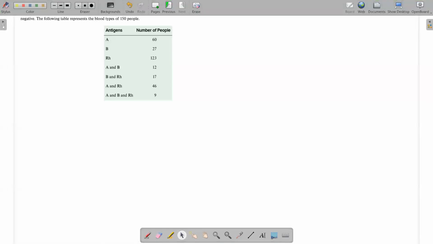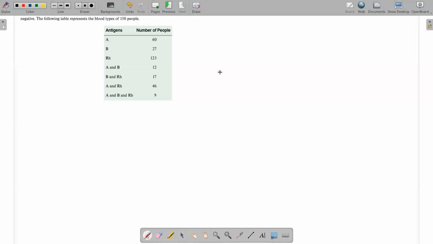All right, so let's play around with a 3-set universe. I have a table of numbers related to blood types, and the blood types are related to antigens in the blood. So we have the type A antigen, the B antigen, and the RH antigen. And either the A is present or not, the B is present or not, and the RH is present or not in each person's blood. And these are the three antigens we use to talk about blood type.